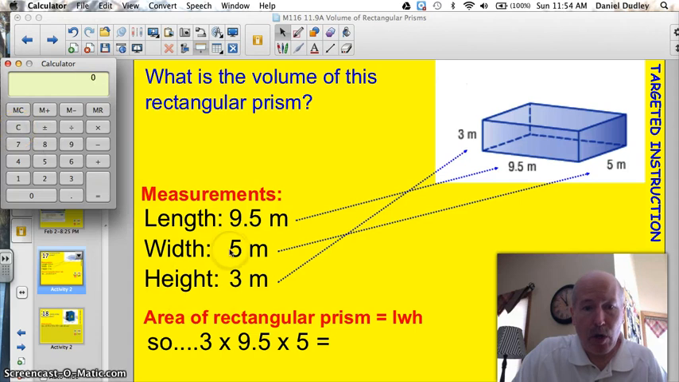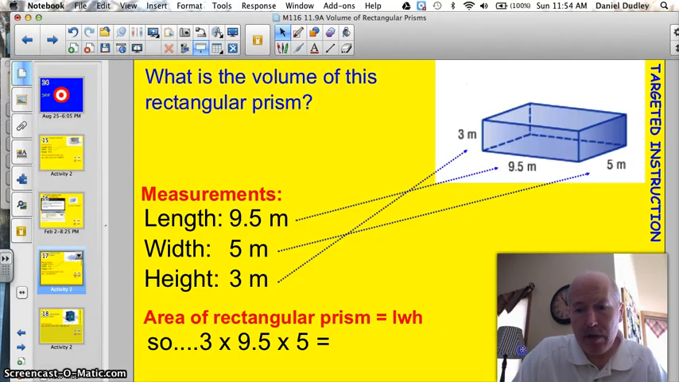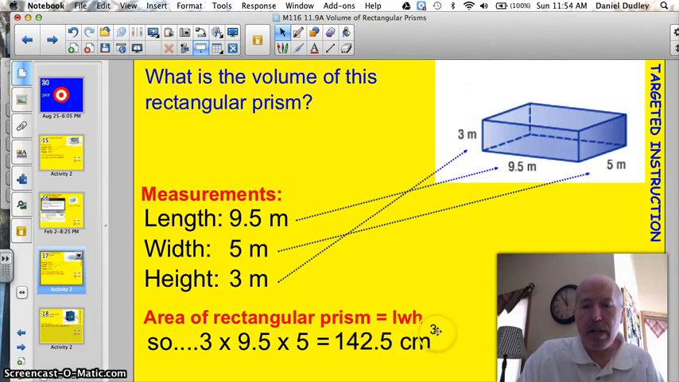This is how you would show your work on a test. You could write down these measurements and or write down this number sentence: 3 times 9.5 times 5 equals 142.5. Notice that I have it cubed. 3 measurements, you use an exponent of 3, one for each of the measurements.